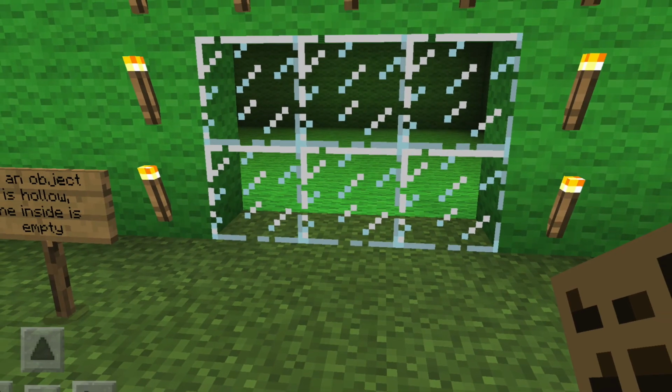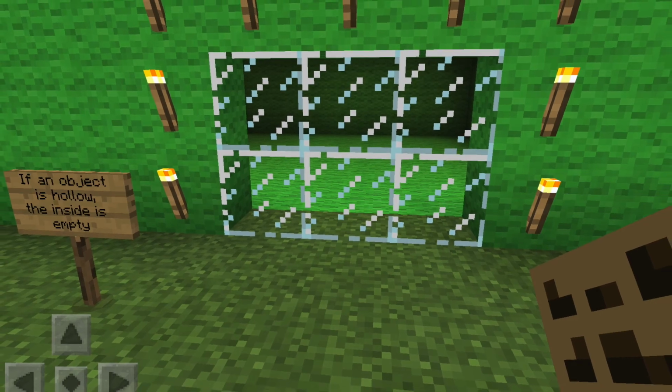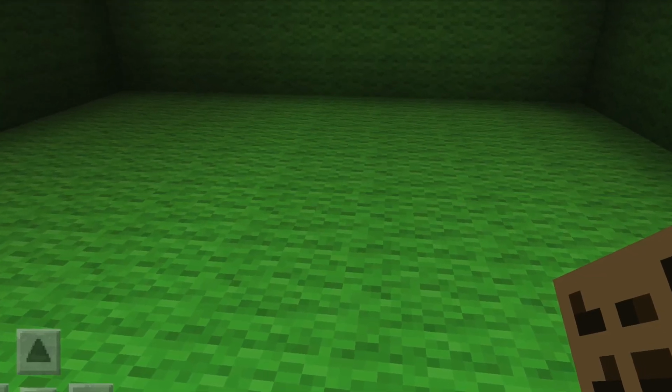This is a hollow shape. A shape is hollow when the inside is empty. This is the inside of a hollow shape.